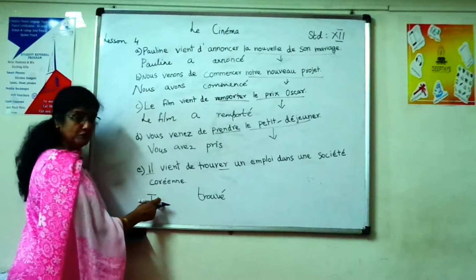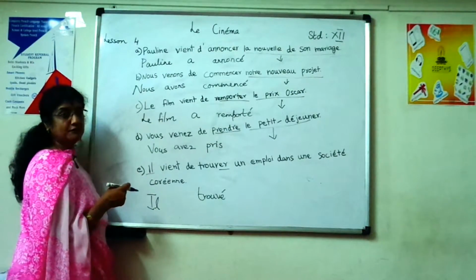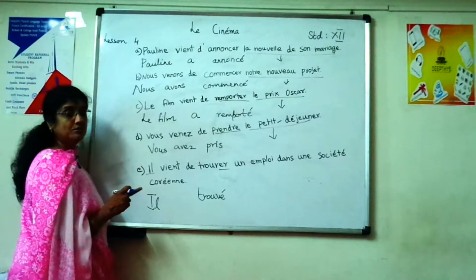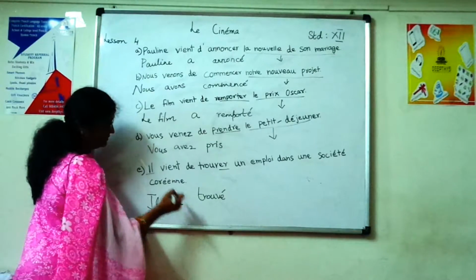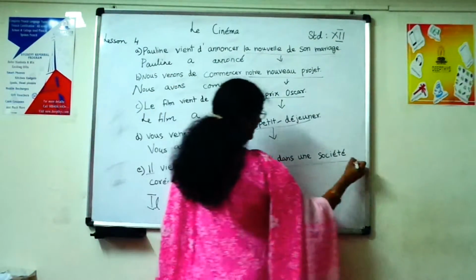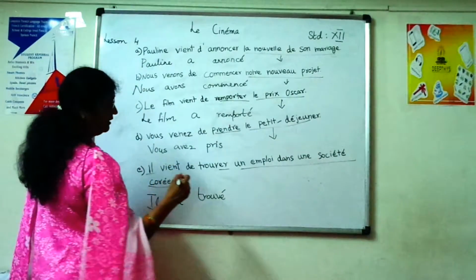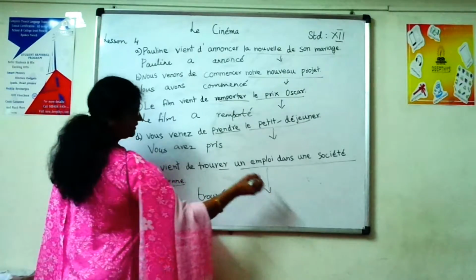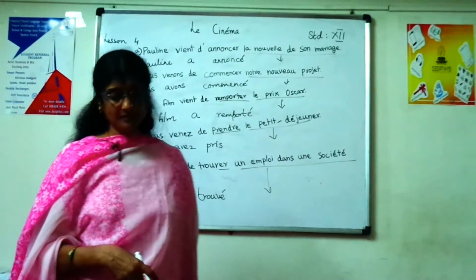Now we come to the middle portion, which is the auxiliary verb. Trouver is not one of the verbs of Dr. Mrs. Van Patten. You will write avoir for il, which is il a. Il a trouvé. Then you will write this whole thing back into the sentence. Il a trouvé un emploi dans une société coréenne. So with that, we finish the fifth exercise.